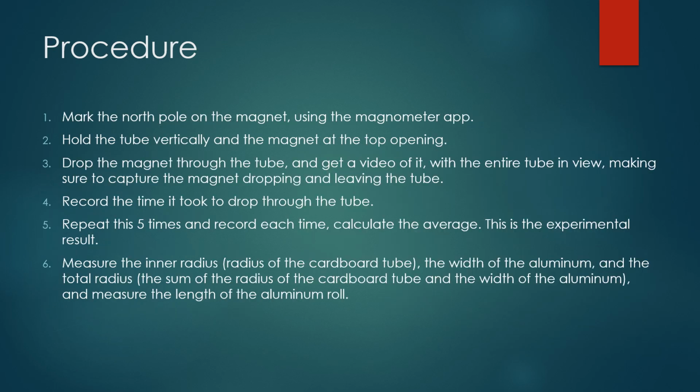The procedure of the lab was to mark the north pole of the magnet, to hold the tube vertically and hold the magnet at the top, and drop the magnet through the tube, getting a video of the magnet and the tube with the entire view, making sure to capture the magnet dropping and leaving the tube, to record the time it took to drop through the tube and repeat this 5 times for 5 trials to calculate the average, and this would be the experimental result. Then you would measure the inner radius, the width of the aluminum, and the total radius, and measure the length of the aluminum roll. The rest of the lab would be the computational model and comparing the results.